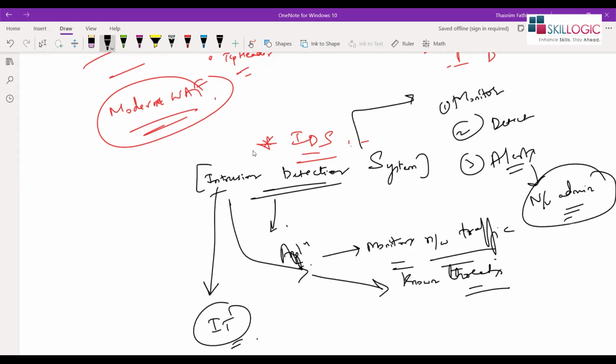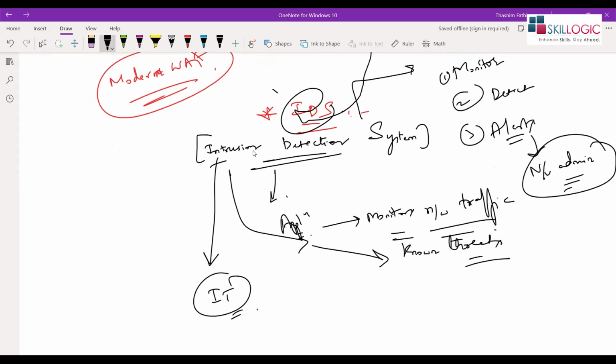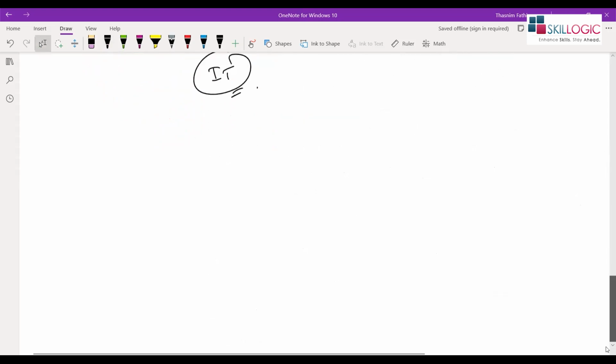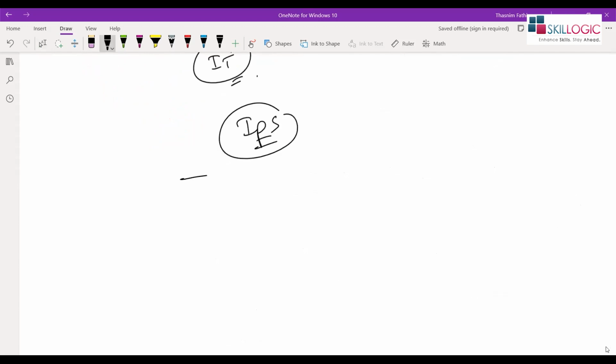So there should be an implementation of IDS, intrusion detection system. Even instead of using modern firewalls like web application firewalls, we must also have this IDS system in our organization in order to mitigate web application attacks. Let's see about IPS, intrusion prevention system now.